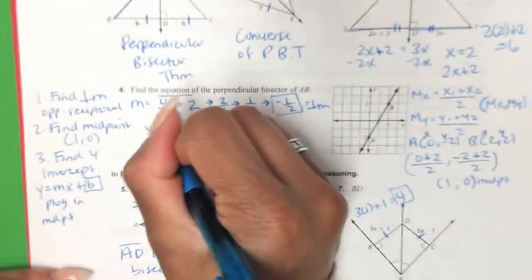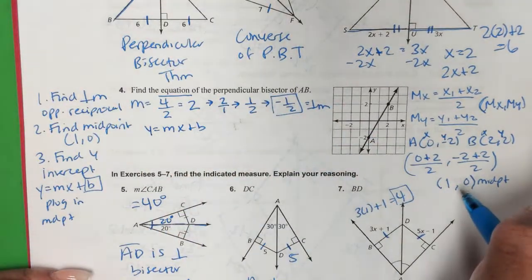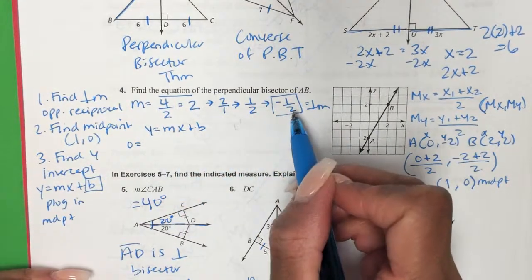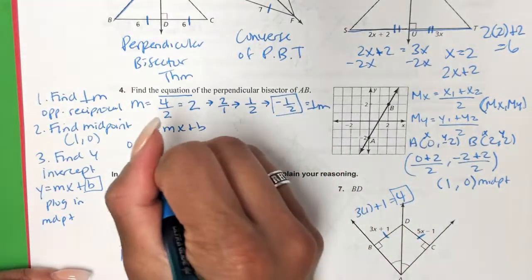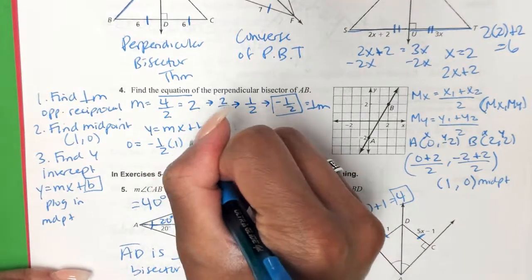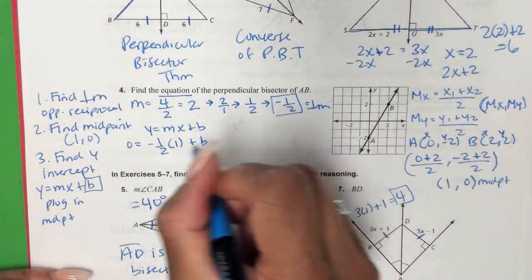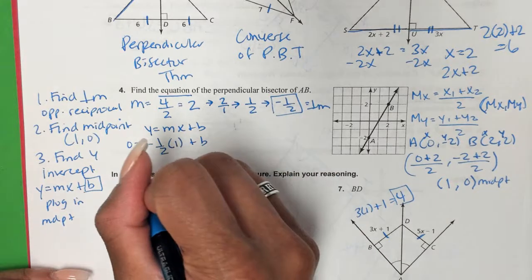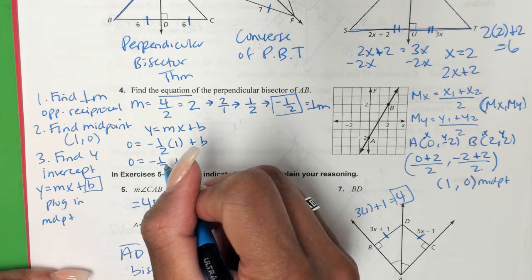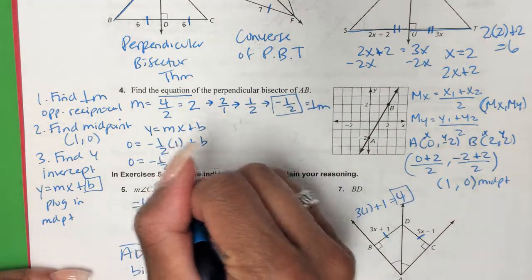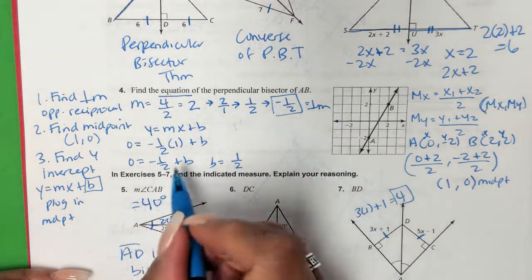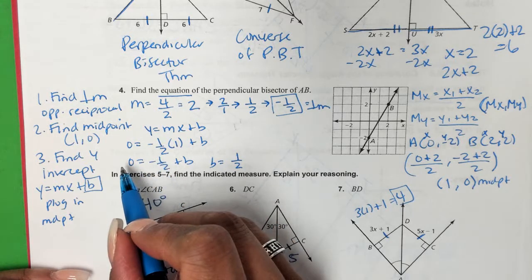So I have y equals mx plus b. What is y? Y is 0. So 0, and then my new m, make sure you take the perpendicular slope, is negative 1/2. X is 1, plus b. We need to solve for b. So any number times 1 is itself. So 0 equals negative 1/2 plus b. But I need to get b by itself, so I'm going to add 1/2 to both sides. So b ends up being positive 1/2. Note I add 1/2 to the other side.